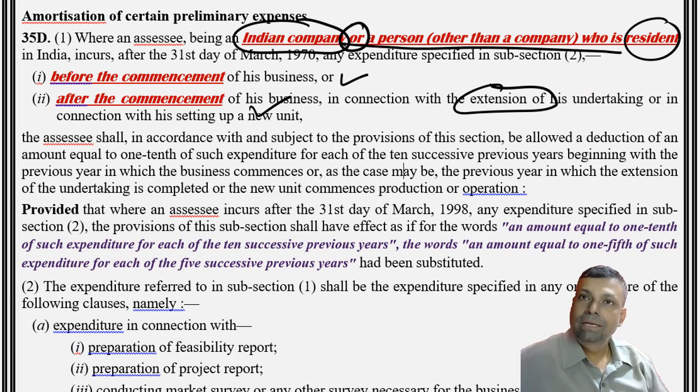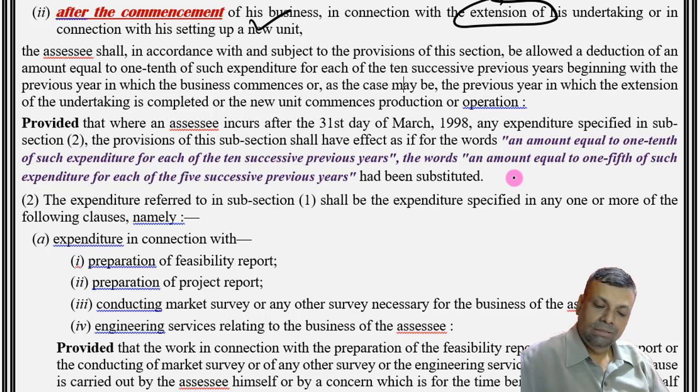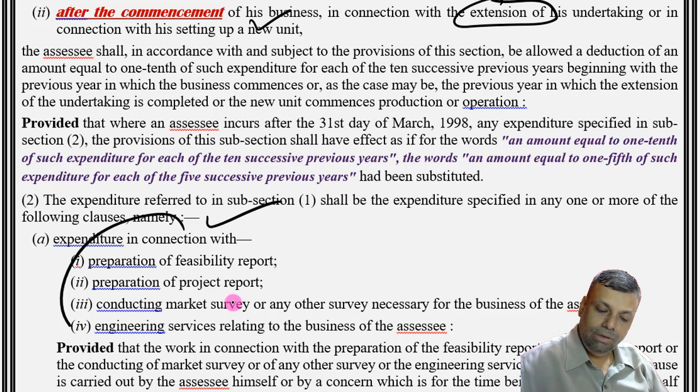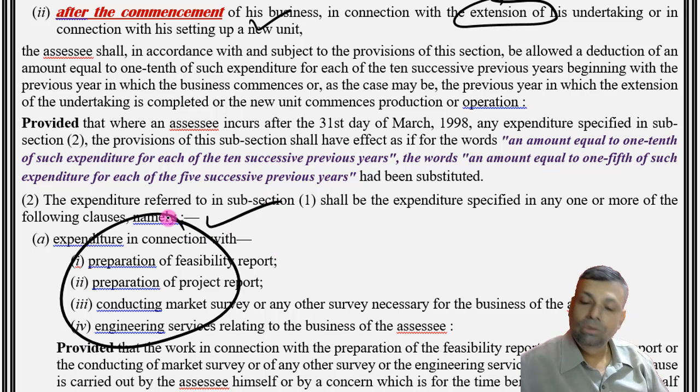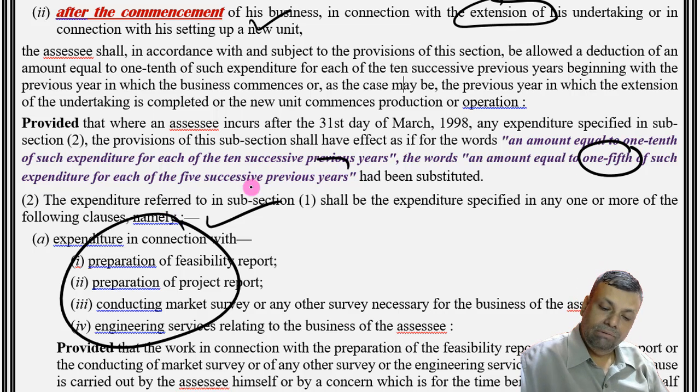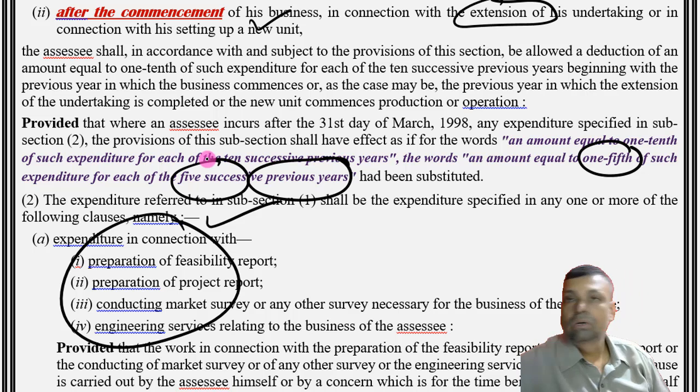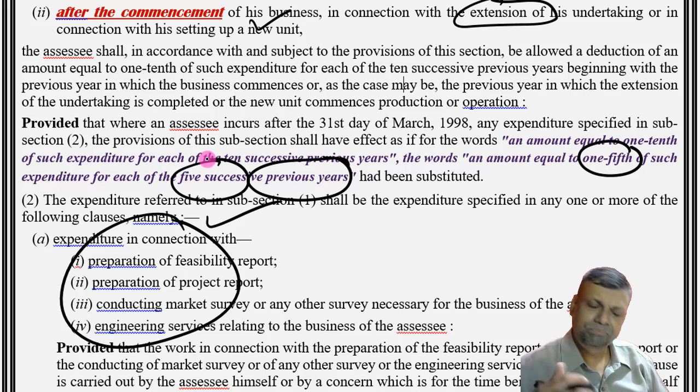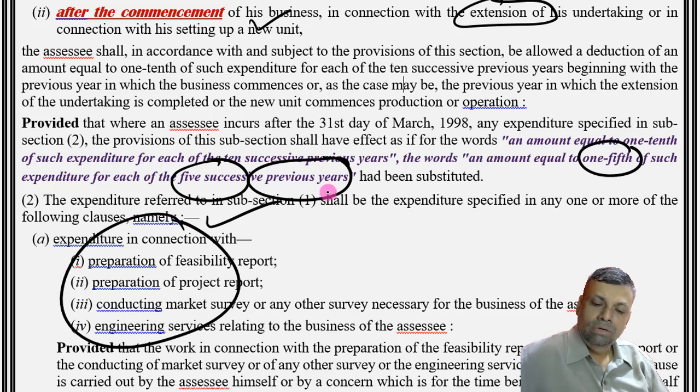Then you have a qualifying list of the expenditure that is already provided here. This is your qualifying list of expenditure, and you will get the deduction of 1/5 in the period of 5 years. That means you have to divide into 5 equal installments over 5 years, and the first year of the deduction will be the year of commencement, or if it is an extension, the year in which the extension has been effected. So that will be the first year, and then the next 4 years, total 5 years, and you have to take it as 5 equal installments.